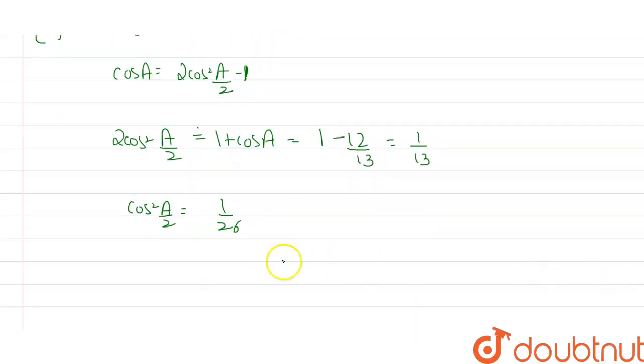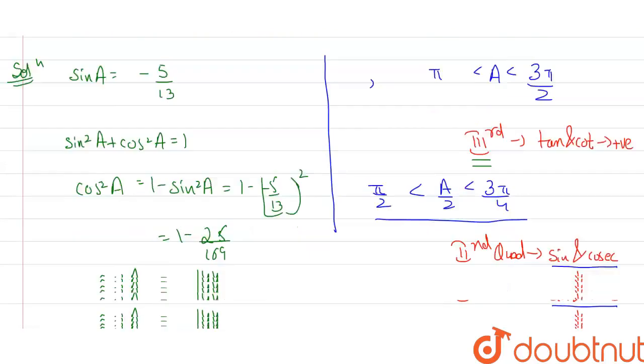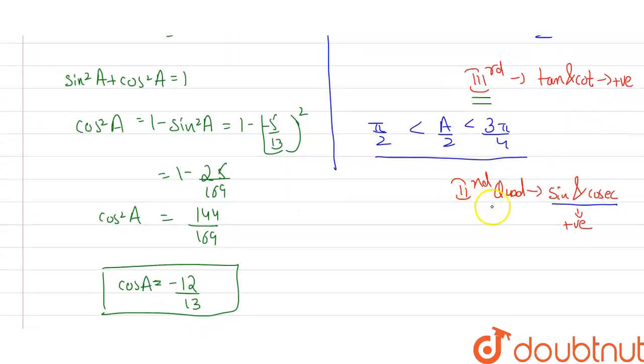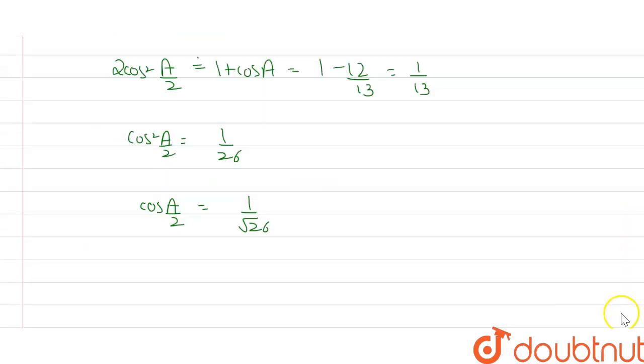Okay, and I have to find the value of cos A by 2. So cos of A by 2 is equal to 1 upon root of 26. Now if I go to the top, A by 2 belongs to which quadrant, you guys? It belongs to the second quadrant. In that case only sin and cosec are positive, so cos will become negative. So minus 1 upon root of 26. This is the value we are receiving for my cos of A by 2. Just remember this now.